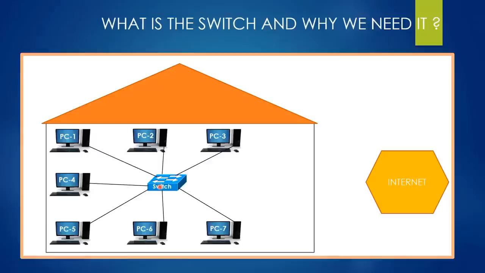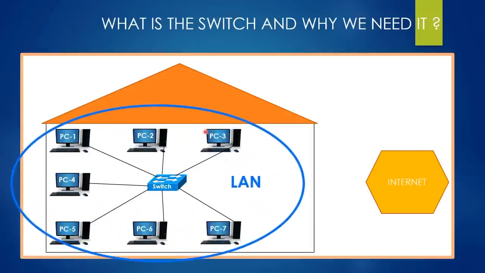Very good. And at this moment, all these computers can communicate with each other with ease because they are connected to the switch by using cables, and this means that they created a network. In other words, the reason that these computers can communicate with each other is all of them are in the same network, and we call this special network a local area network, or briefly LAN.